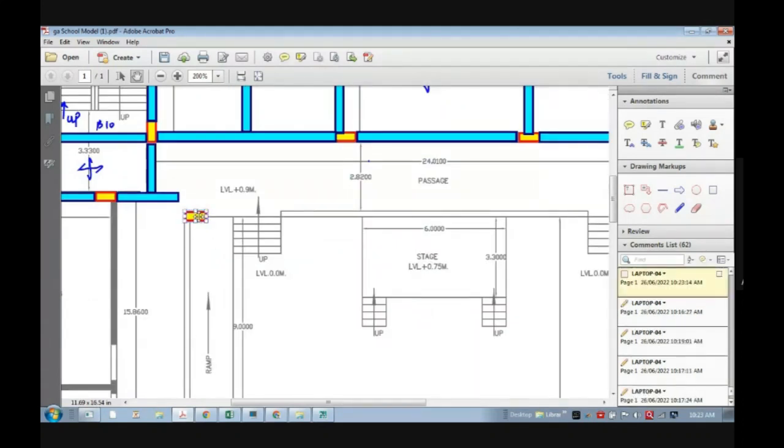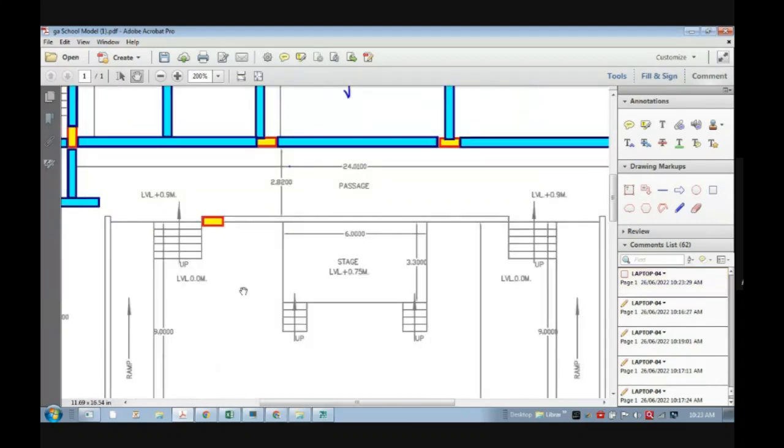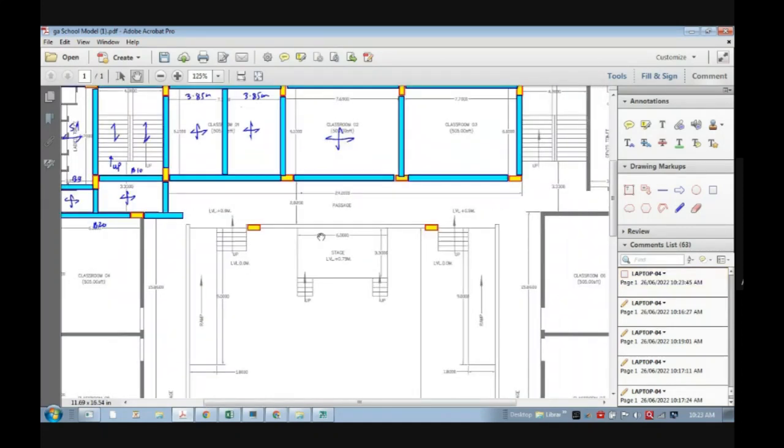Now there is one more solution: can I provide a column here like this? Okay. So this way. Now let's try something. Yes. Then again, let's try. Then as you see, this is symmetric. Always maintain the symmetry if the architectural plan is symmetric. So these are the two things.